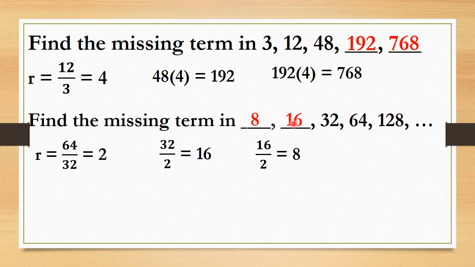So, kung na-observe nyo, nag-divide tayo once pa left side yung missing. Pero, pag pa right side, minomultiply natin yung common ratio. So, 8 times 2, 16 times 2, 32, 32 times 2, 64, 64 times 2, 128.